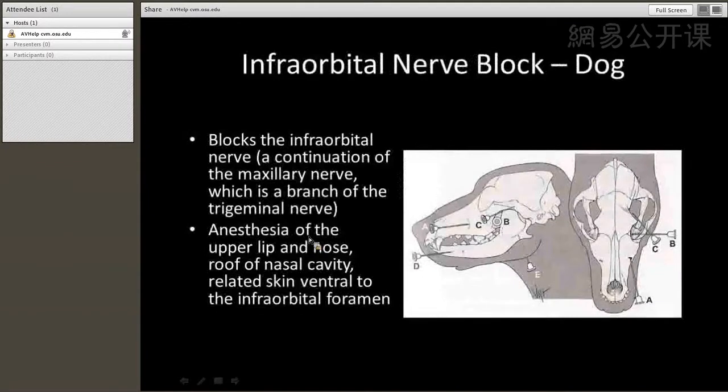The infraorbital nerve, which is a continuation of the maxillary nerve, provides anesthesia for the upper lip and nose, the roof of the nasal cavity, and the skin that's ventral to the infraorbital foramen. On this particular diagram, it's actually located right here at the letter A and coming in from the front.